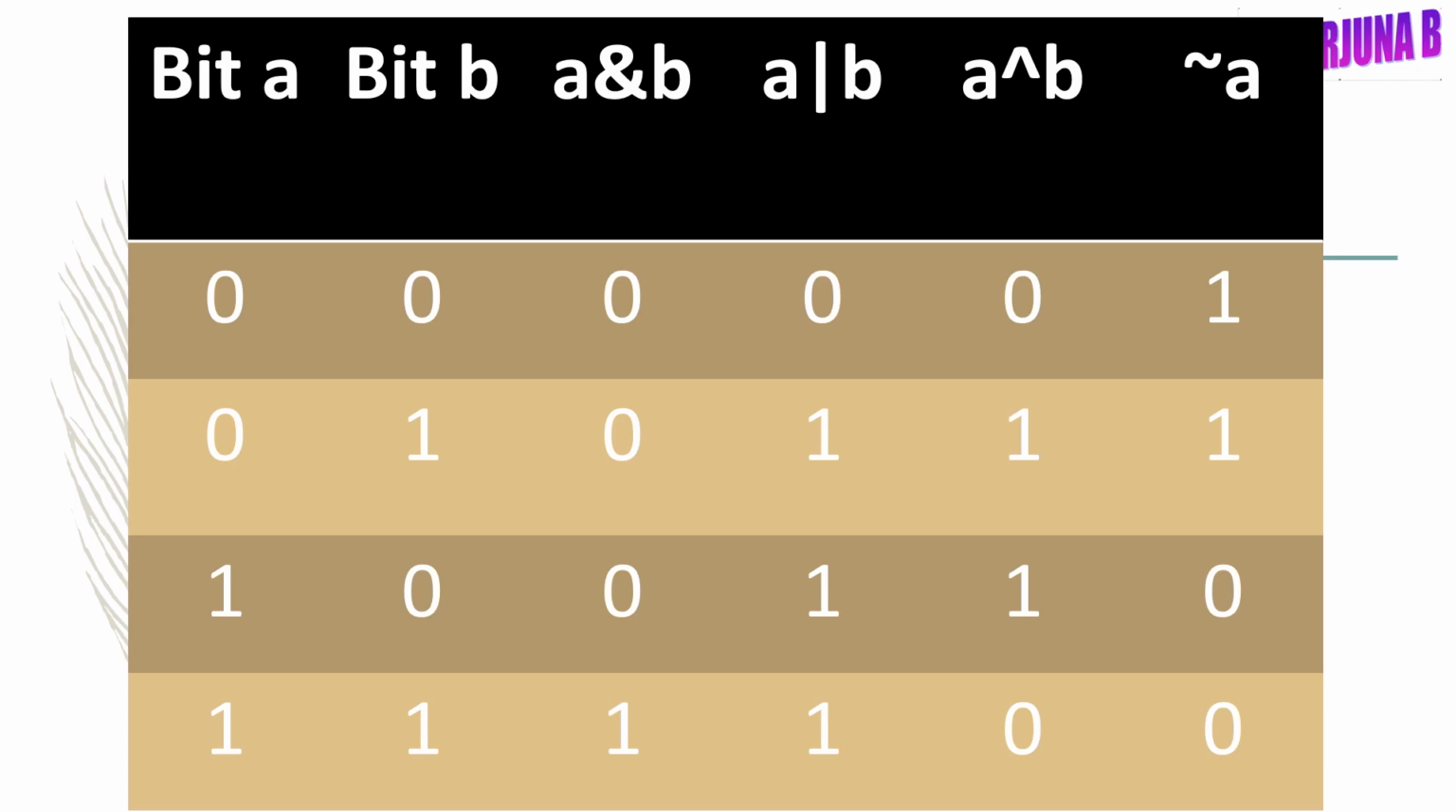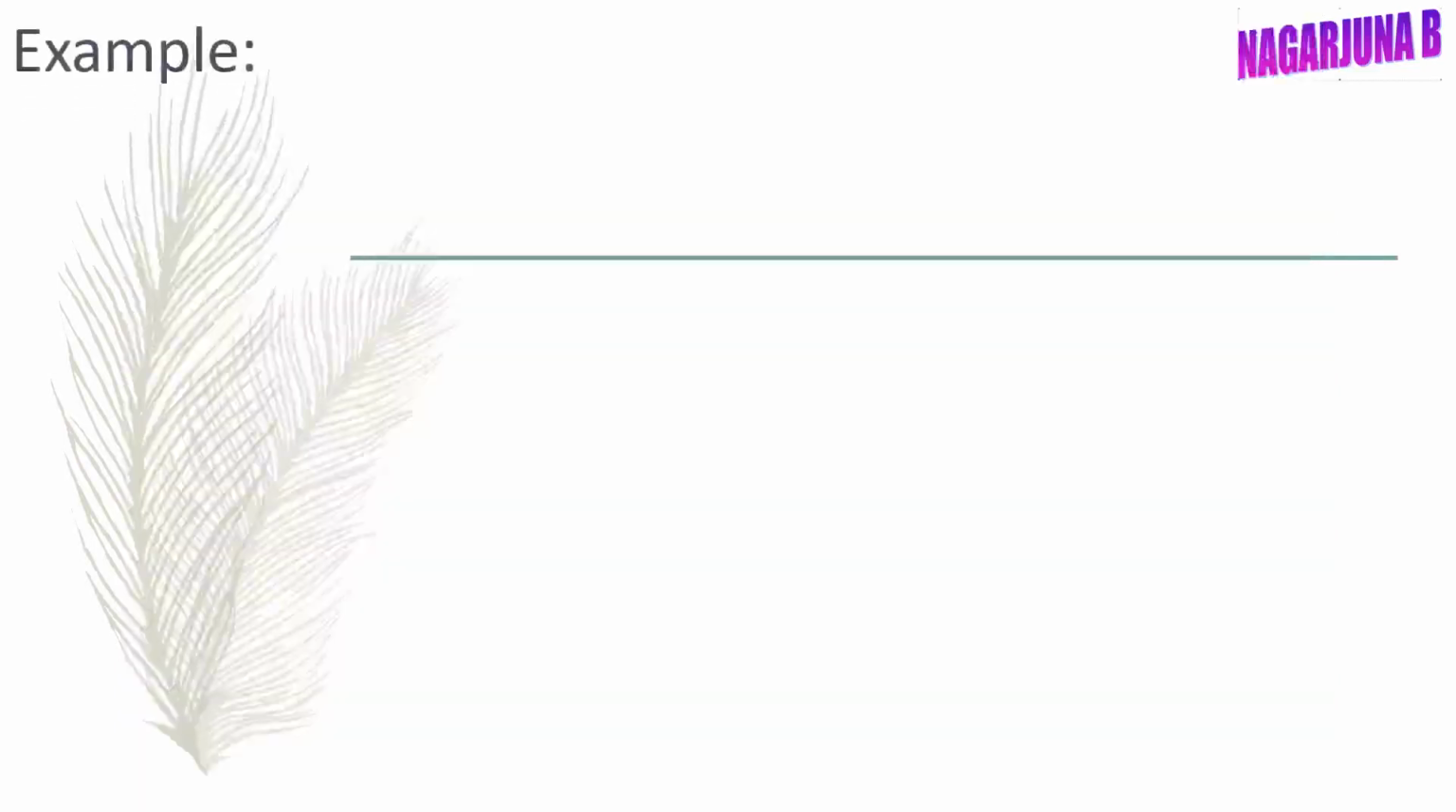Then negation, that is a unary minus, the resultant will be the opposite of the bit. If it is 0, it will be 1. If it is 1, it will be 0. That we can see in the last column of this particular table. We shall see examples with respect to bitwise operators.